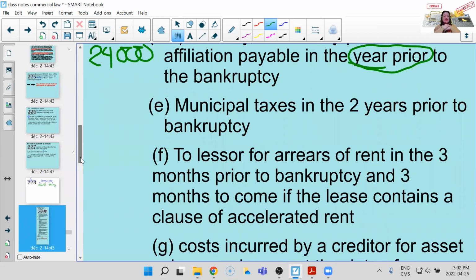The municipal taxes, and again, it doesn't mean that they're all going to be there. Okay. So municipal taxes, it says 2 years. If it's more than that, the excess goes where? The ordinary, yes.